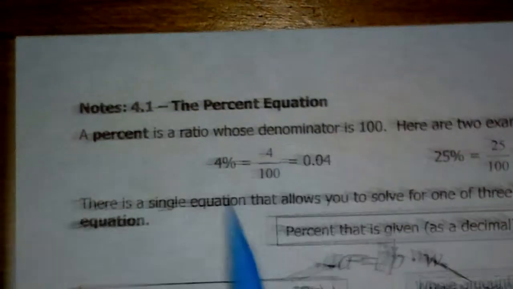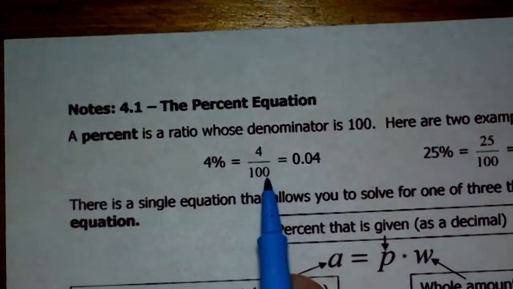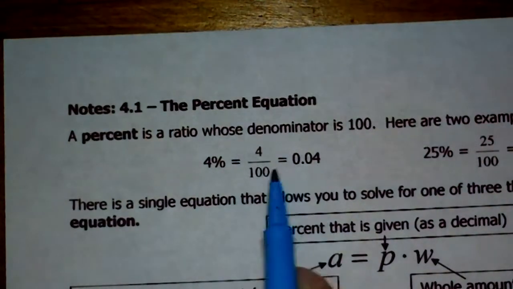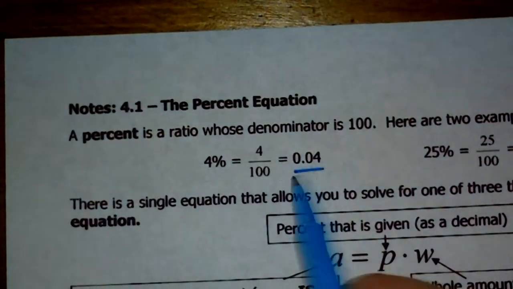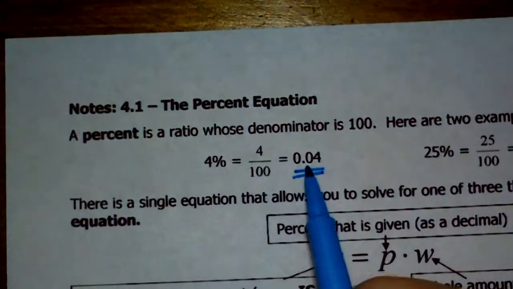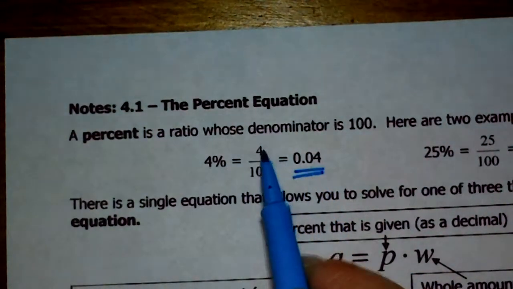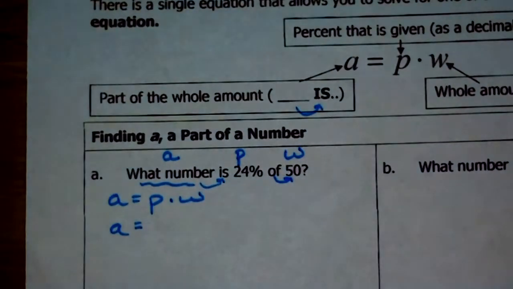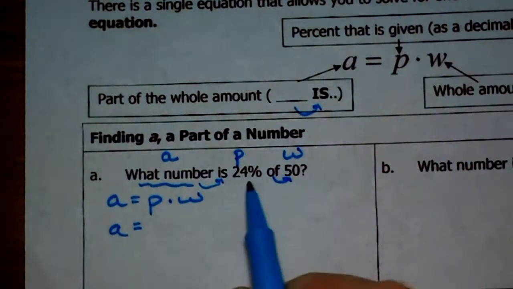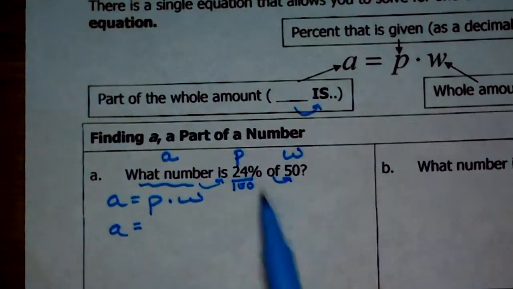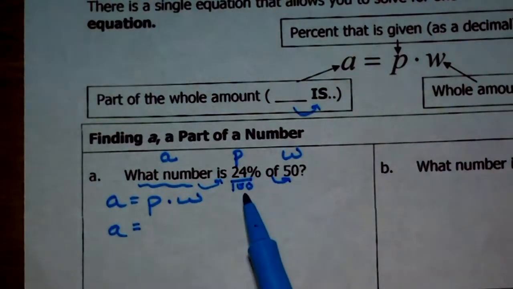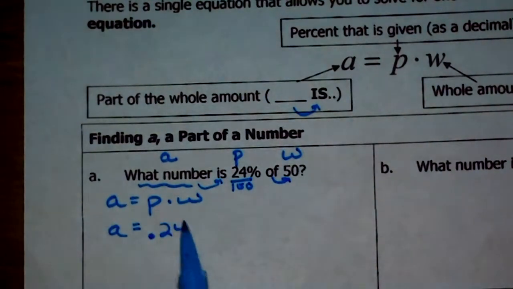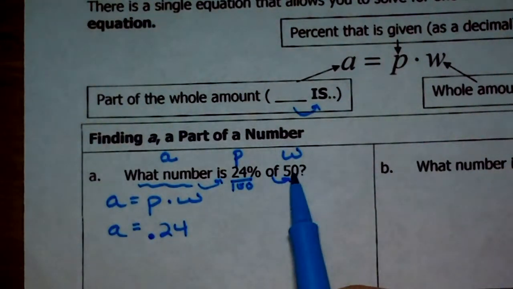Up here you see that 4% is the same as 4/100, which is the same as 0.04. Basically, we want to use this decimal version. All you need to do is take your percent given and divide it by 100, and that will give you what to use. Whenever you plug a percent into an equation, you're going to want to divide it by 100 first so that you can use it as a regular number. So instead of plugging in 24 for P, we're going to plug in 24 divided by 100, which is 24/100. And it says that W is 50.